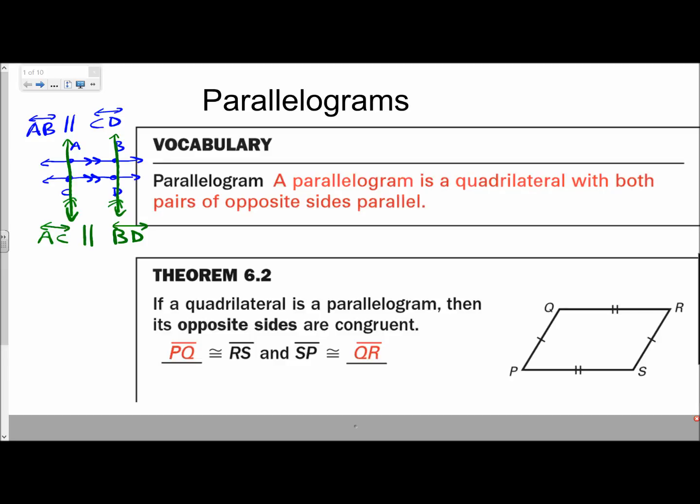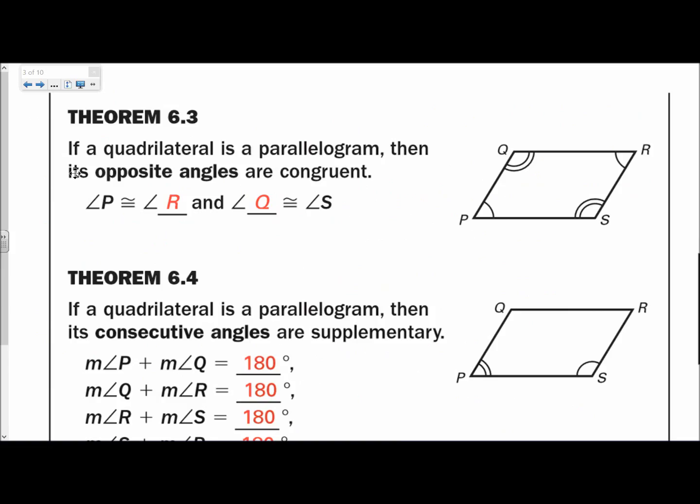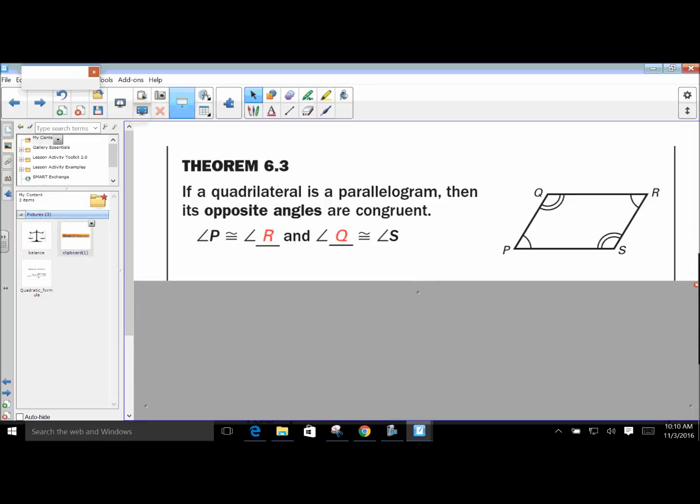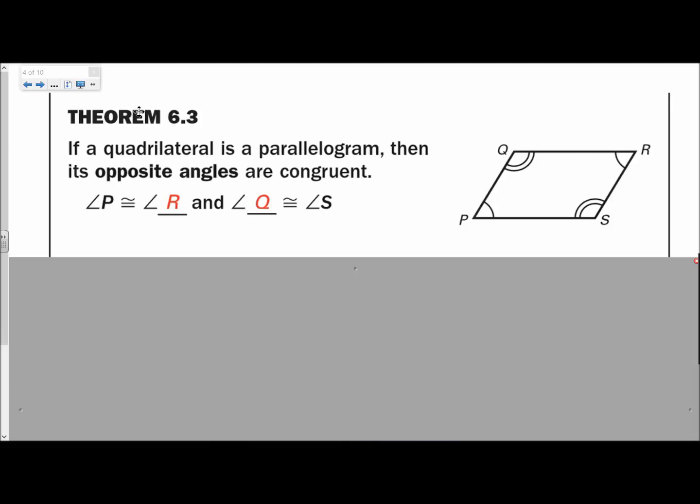So we'll call that theorem 6.2. Opposite sides congruent. Next one. Theorem 6.3. If a quadrilateral is a parallelogram, look at this, another feature of it, then the opposite angles are congruent.